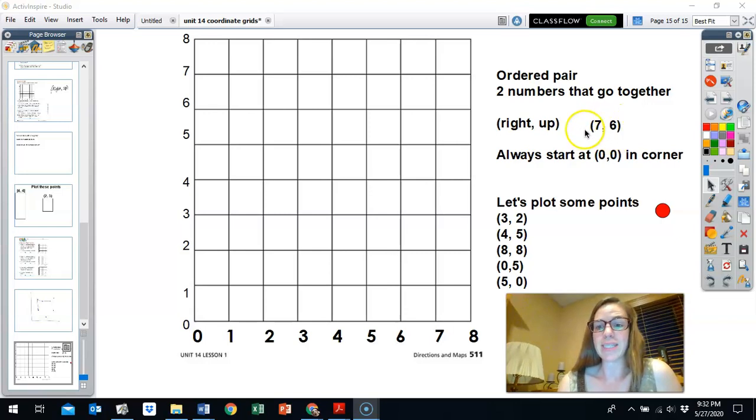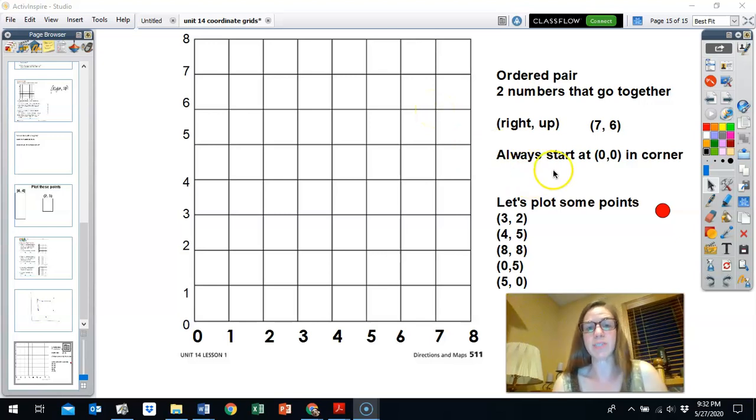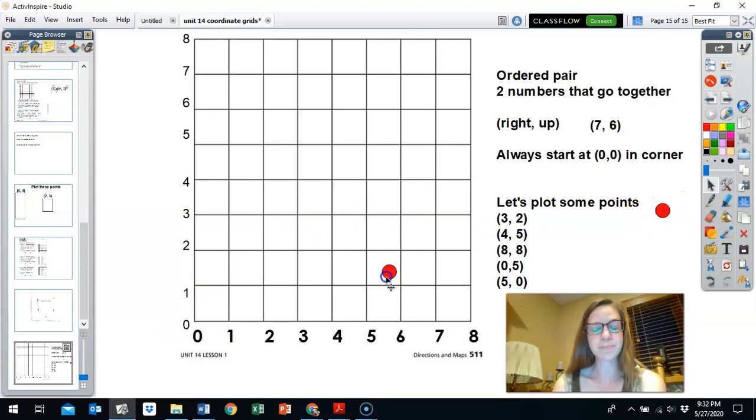So looking at this example here, it tells us 7, 6. So that 7 means how many spaces to the right we go, and the 6 tells us how many spaces up we go. Now, can I just start anywhere and go over 7 and up 6? No, you cannot do that. You always have to start at the 0, 0 in the bottom corner.